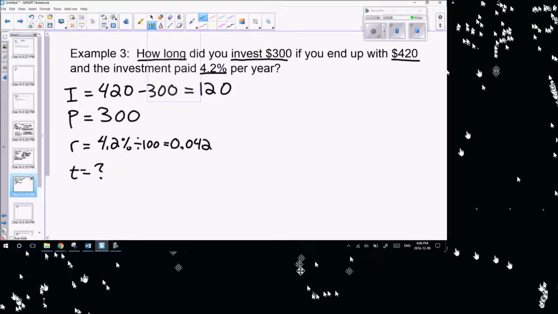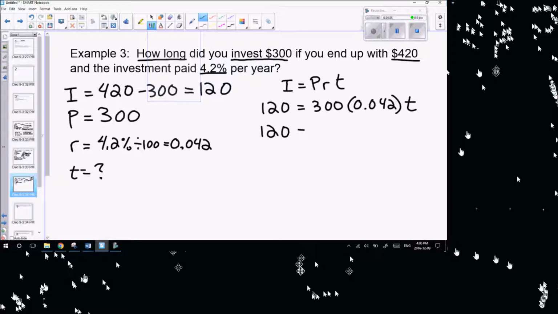So then we go to our equation now that we have all our key pieces of information. Plug in what we know. We know our interest value is 120. We know our principal is 300. We know our interest rate is 0.042. And then we're trying to solve for time, so we leave our variable t.